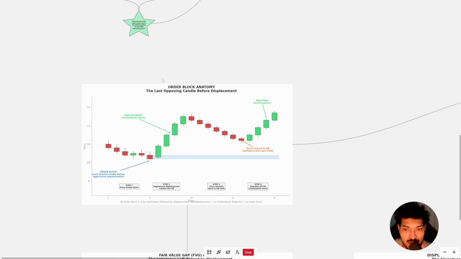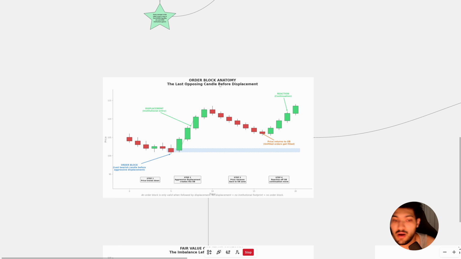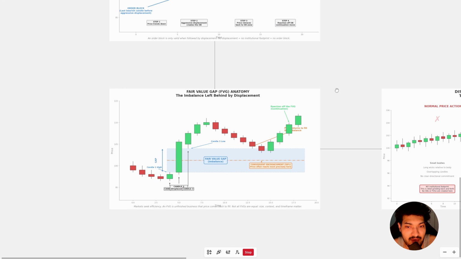So now that you've understood order blocks and the anatomy of an order block, we've got to now understand what the fair value gap is.